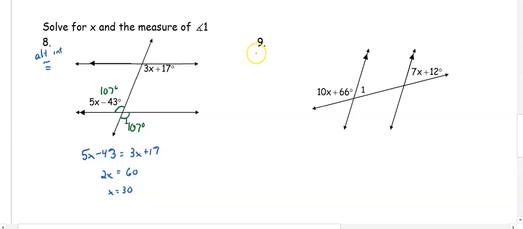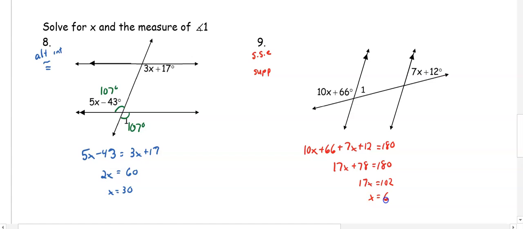In number 9, these angles are same side exterior angles, which means that they are supplementary. So we have 10x plus 66 plus 7x plus 12 is equal to 180, because they were on the same side of the transversal and they're on the outside of those parallel lines. So as we solve, we get 17x plus 78 is equal to 180. We can subtract 78 from both sides, so 17x is equal to 102. We divide, x is 6.